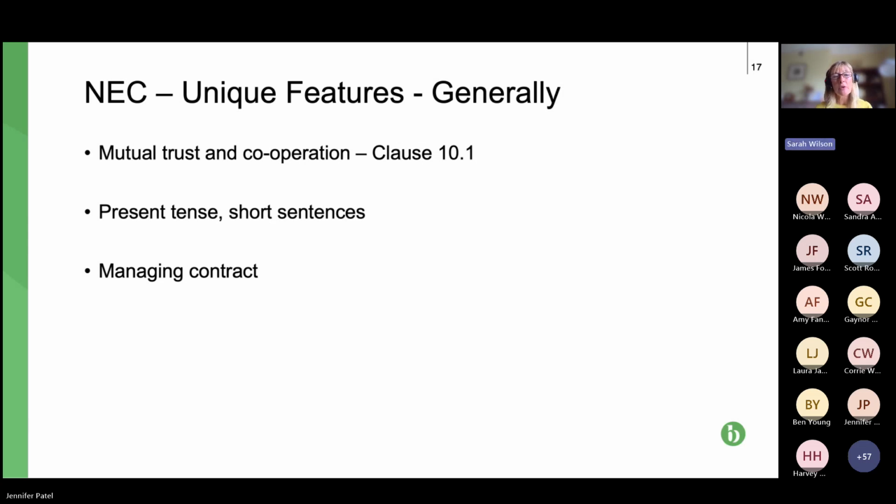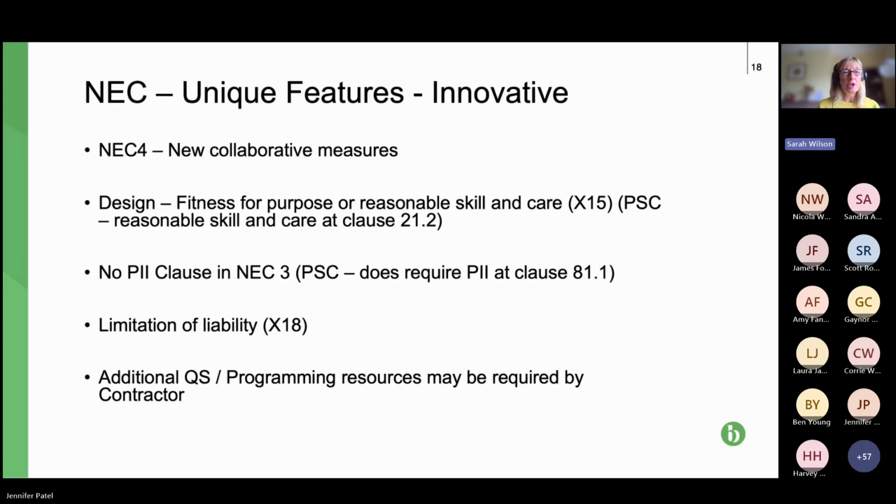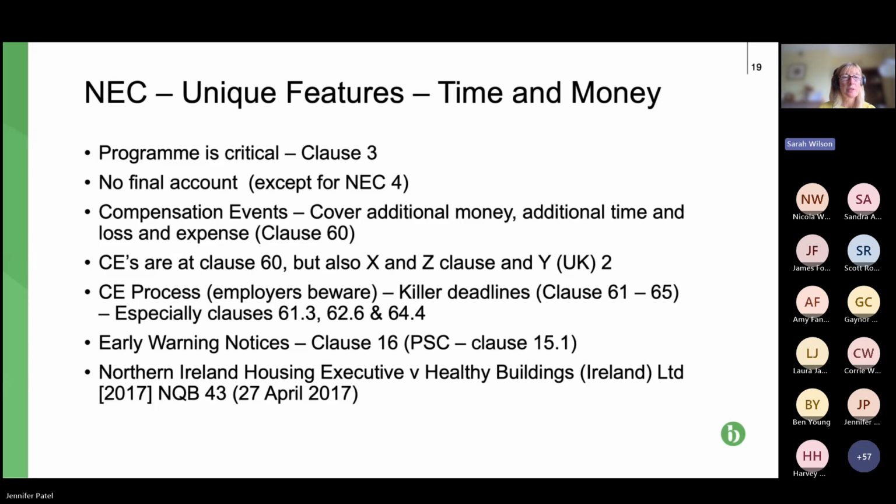I think we can move on from that slide. Thanks, Jen, because we've covered it. We've covered all of that, so we can skip on to the next slide.